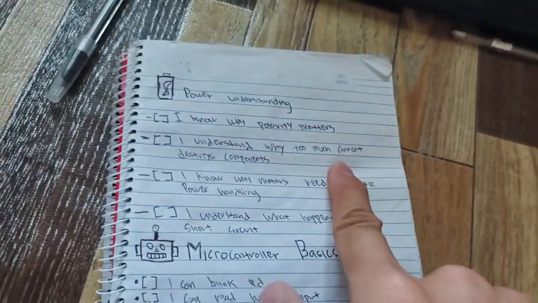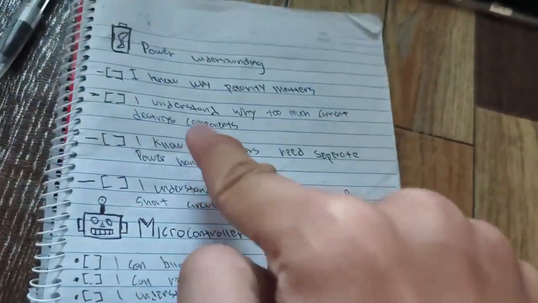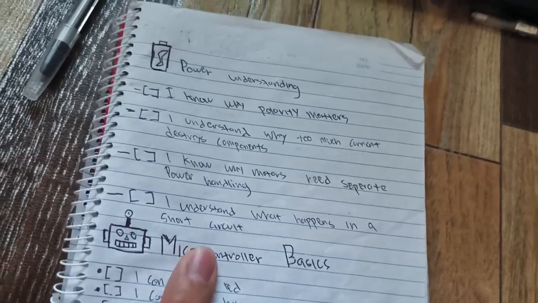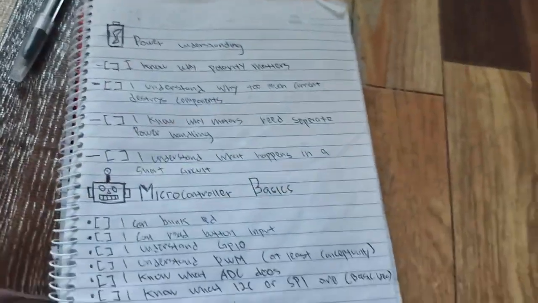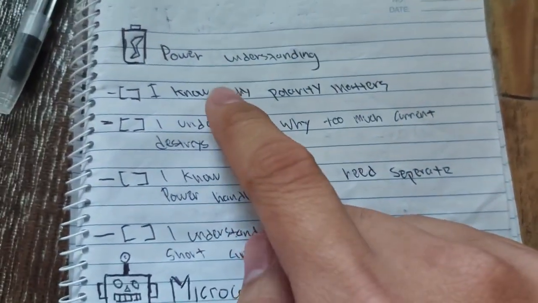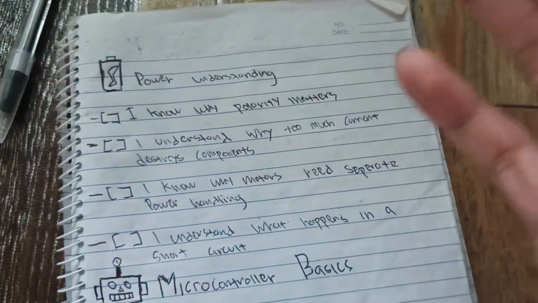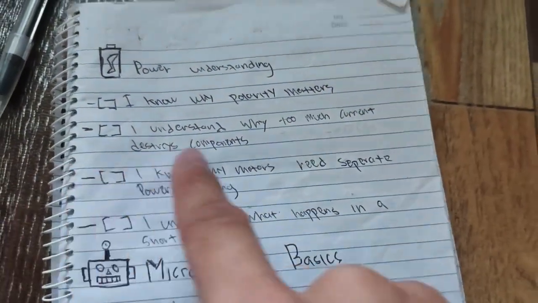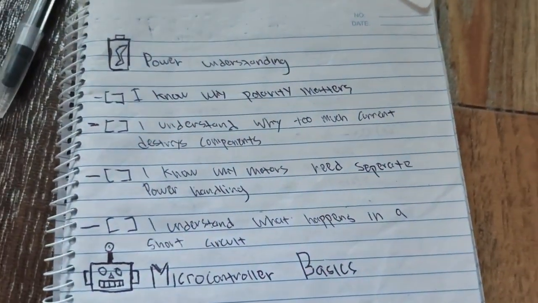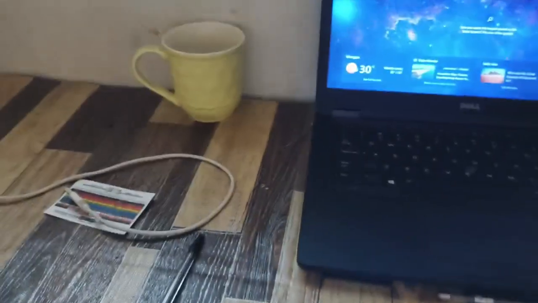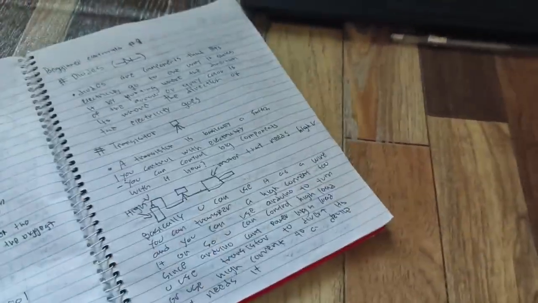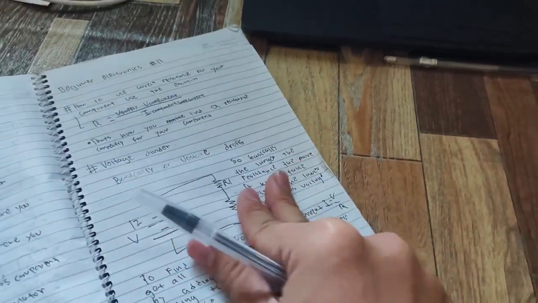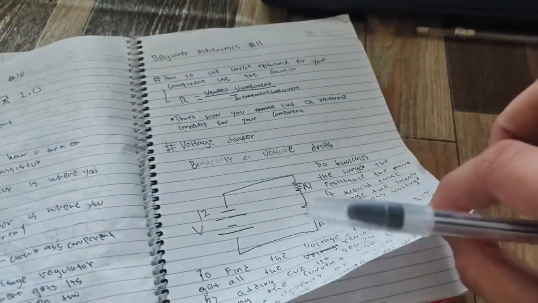We have four topics we need to understand today. First is, I know why polarity matters. Next, y'all can read that. Okay, so first, why does polarity matter?